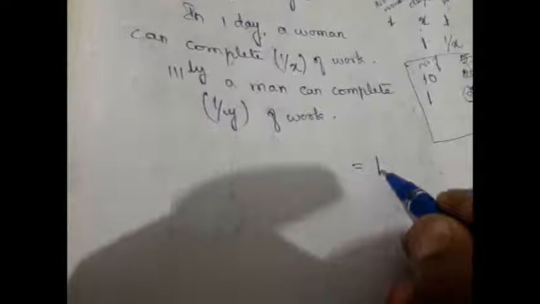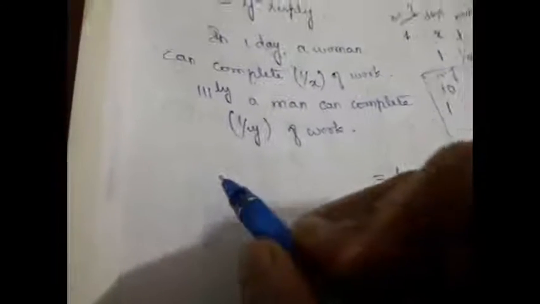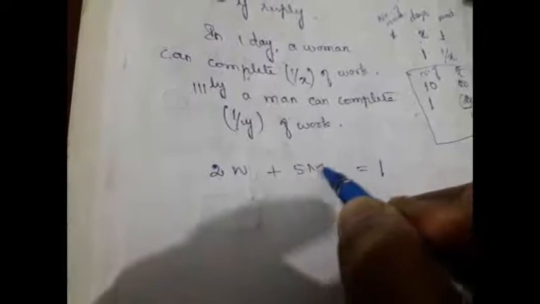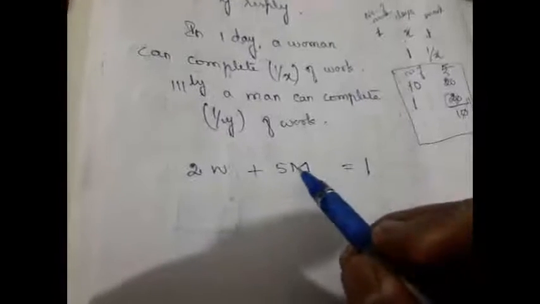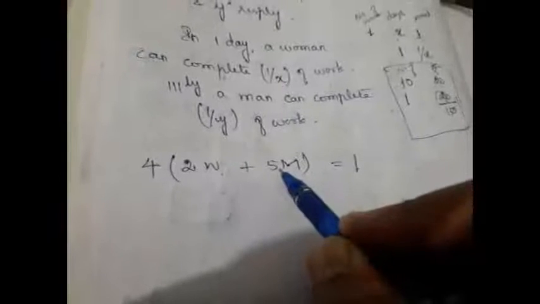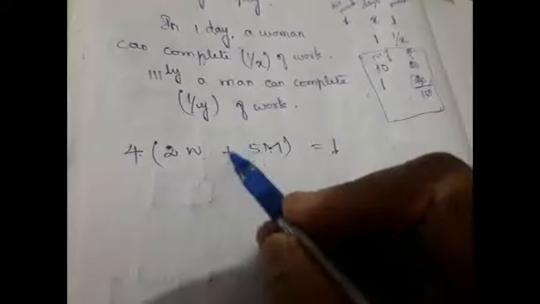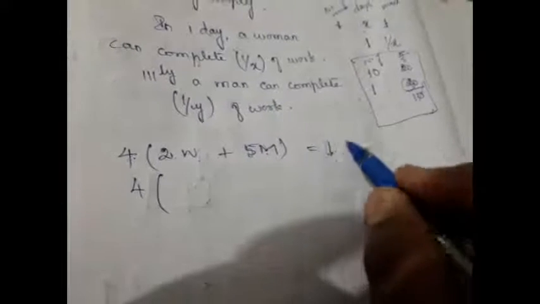Our entire task is reached when 2 women and 5 men work together. In how many days? 4 days. If 2 women and 5 men work together for 4 days, they complete our entire task. Our task, we are denoting it by 1. So 2 women plus 5 men, if they work together for 4 days, they are completing the entire task. Equal to 1 means we are talking about the entire work.